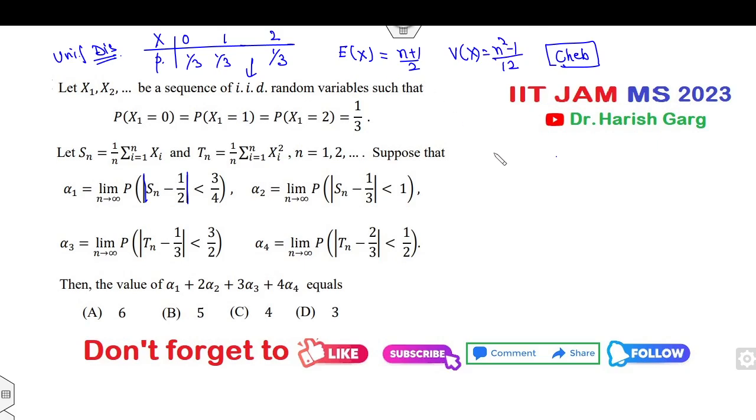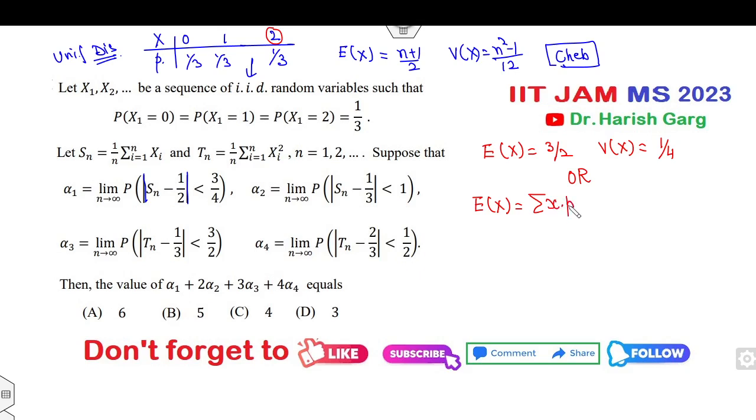Either you can use this way. If you use this one, what is the mean of the x? n is my 2, so 2 plus 1 is 3 over 2. Variance of the x will be 2 square, that's 4 minus 1, 3 over 12, is 1 over 4. Otherwise, you can find the mean corresponding to them.